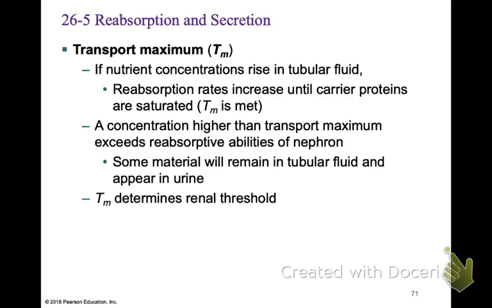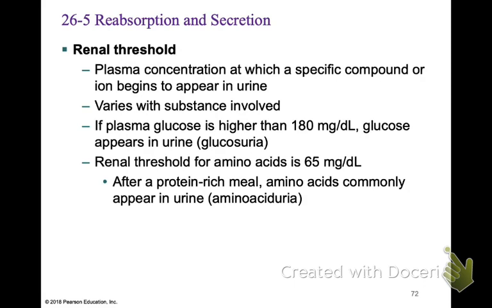So transport maximum is simply a measure of how well you can reabsorb. As an example, the transport maximum for glucose is about 320. If you get blood glucose that's too high, it exceeds that renal threshold, and then you can't reabsorb it all. The units your book uses are different, 180 milligrams per deciliter, and any higher than that, and the glucose kind of spills over into the urine.